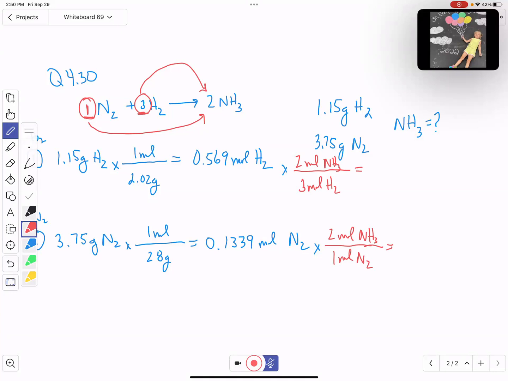And now we're going to have them in the same units, right? So multiply that one by 2, we're going to get 0.2678 moles of ammonia. The other one, we're going to multiply by 2 over 3. So 0.569 times 2 over 3. And we get approximately 0.3793 moles of ammonia. So what is our limiting reagent?